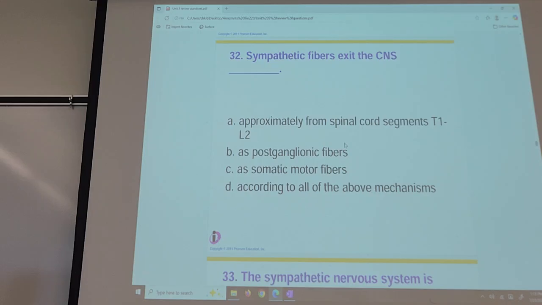So sympathetic fibers exit the CNS. So if it's exiting the CNS, is it a postganglionic fiber? No. Which one is it? It's preganglionic. So B and C you can knock out, which knocks out D and leaves you with A, right?